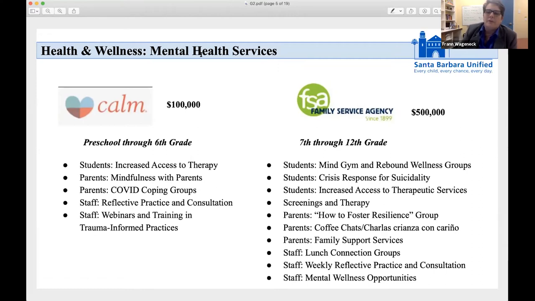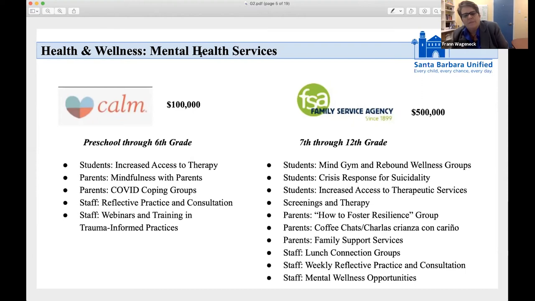So everything from the groups, the Mind Gym, the Rebound Wellness, to crisis response for suicidality, because we really don't know what we are going to see when students return to school, be it in distance learning or otherwise. And so we want to be ready and able to participate in crisis response, and FSA is ready to do that. Increased access to therapeutic services for our students. So by increasing the number of therapists on our secondary school campuses, we'll be able to reach more students. And that's through screening and therapy.